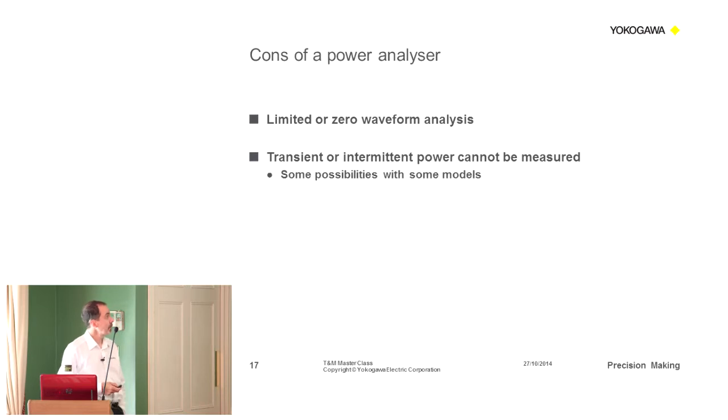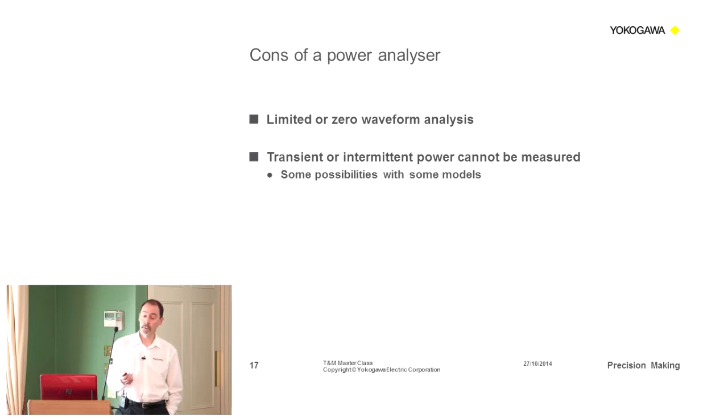What are the cons of a power analyzer? Well, limited or zero waveform analysis. So again, it's not so intuitive, because on the power meters you don't see the waveform, it's just numbers. Generally, you can't measure intermittent power, because it's an averaging type power meter with a certain update rate.